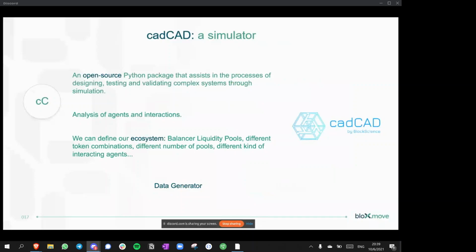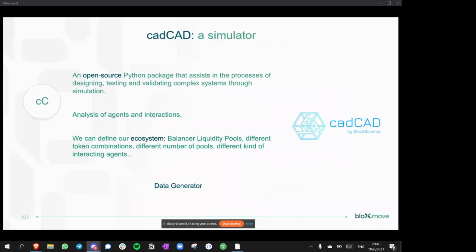cadCAD, I cannot tell that much, even here with people that have developed the platform. As you know, it's an open source package that allows you to create complex systems and analyze the interactions between multiple agents and these environments. In the case that we were working on in this research group, we were working with Balancer liquidity pools, and we were analyzing different token combinations, numbers of pools, kinds of agents, investors, and so on.